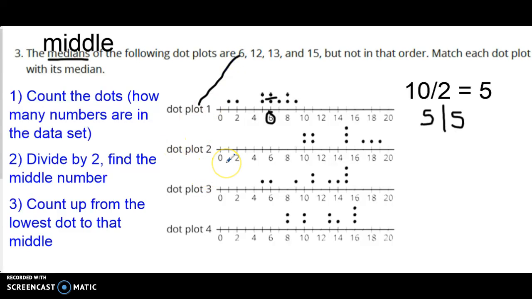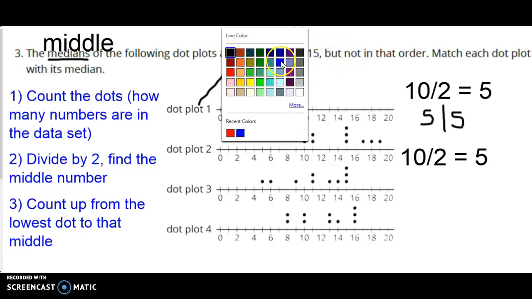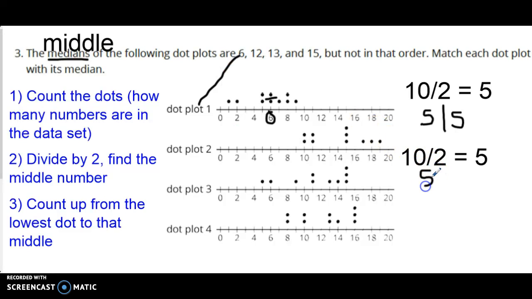Okay, I'm going to do one more with you. Dot plot number 2. First thing we're going to do is count the dots. 1, 2, 3, 4, 5, 6, 7, 8, 9, 10. So I have 10. I want to take 10 divided by 2, which gives me 5. So when I draw my median line, I want to draw it between the 5th dot and the 6th dot, so that I have 5 on each side.